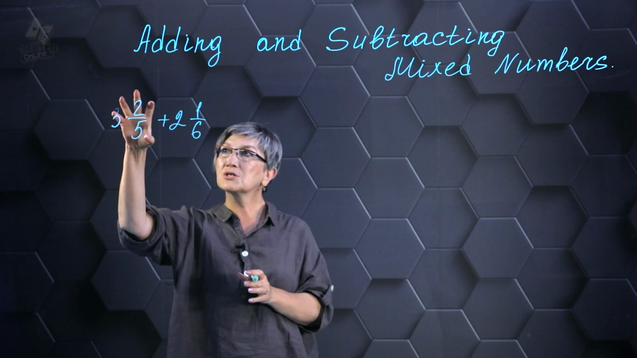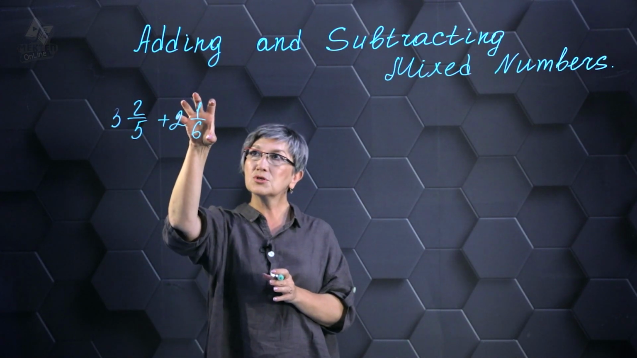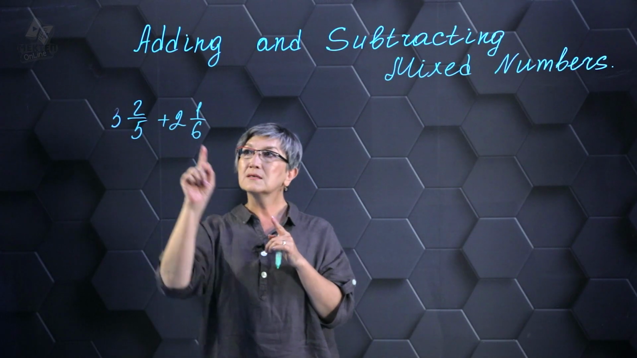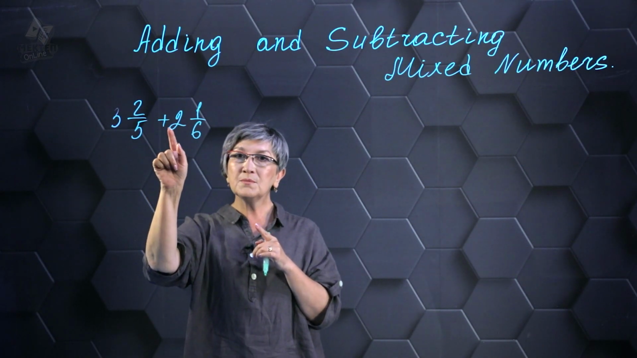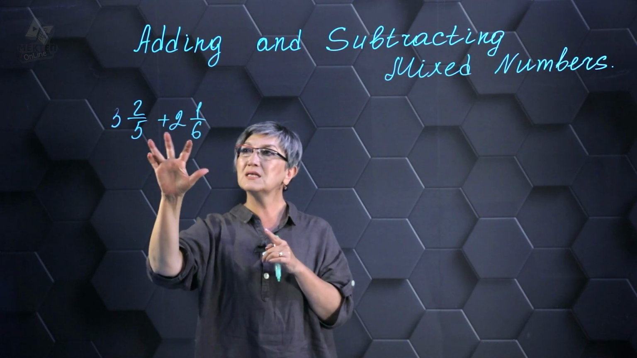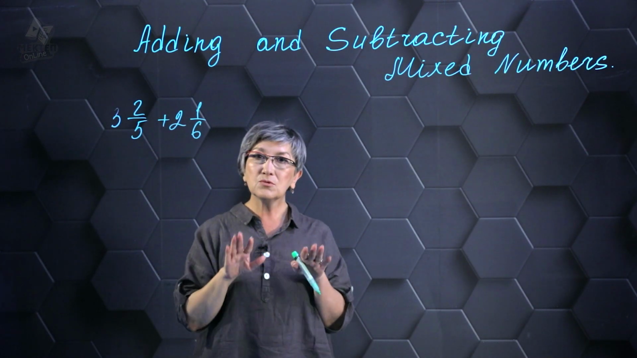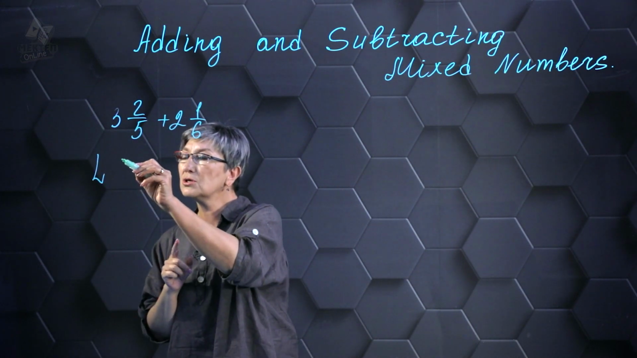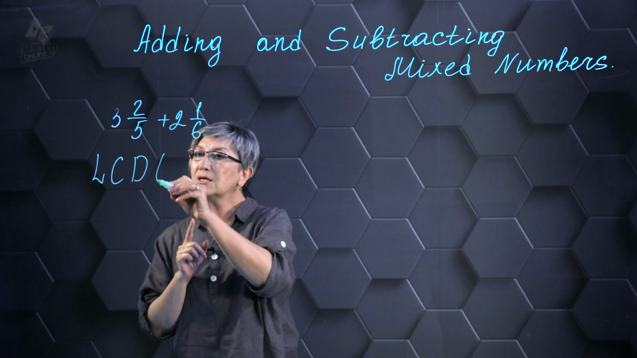Again, despite the fact that it's a mixed number, what are we supposed to do with it? Since we have a plus sign between the fractional numbers, it's necessary to take a look at the denominators. We have different denominators, so we need to determine the least common denominator for the numbers 5 and 6.